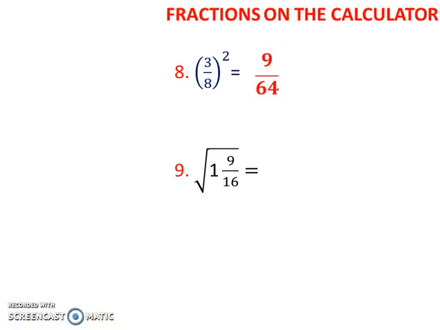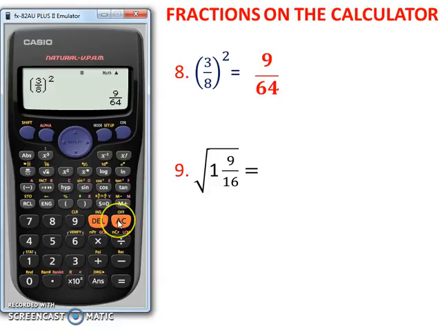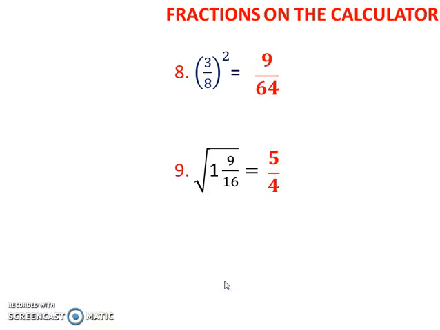Now with question number 9, we need to clear that, and we need to press the square root button, and that's just here. Press that one, and then we need to put in a mixed numeral, so we have to go shift, that button, 1 arrow across, 9 arrow down, 16, and then equals. And so our answer is 5/4. So they're the main things that we need to do with fractions on our calculator.